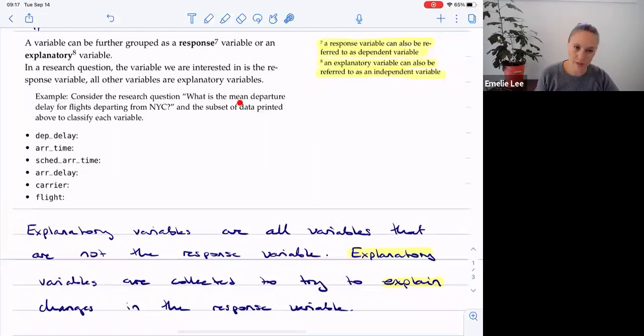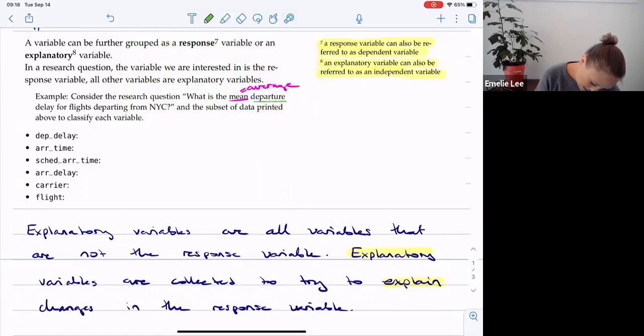So if we're interested in the mean, and just as a reminder, the mean is the average, which we talked about last day. It's really important that we keep on top of that terminology. We can use them interchangeably. So the mean, the average departure delay, means that the departure delay is the response variable. So this is the variable of interest.